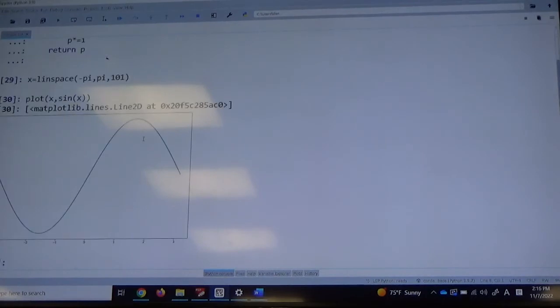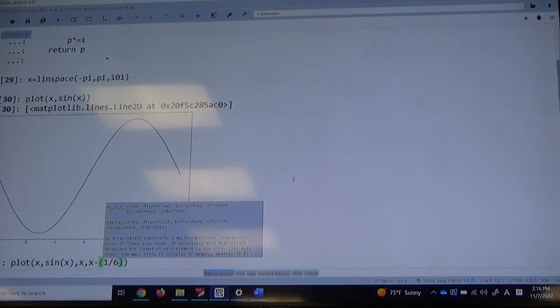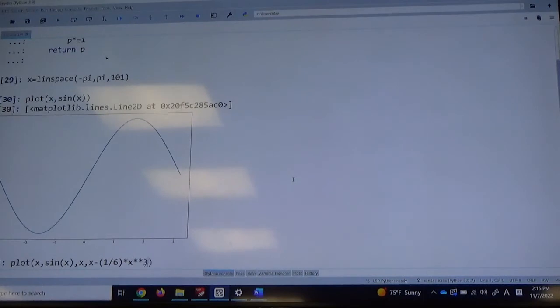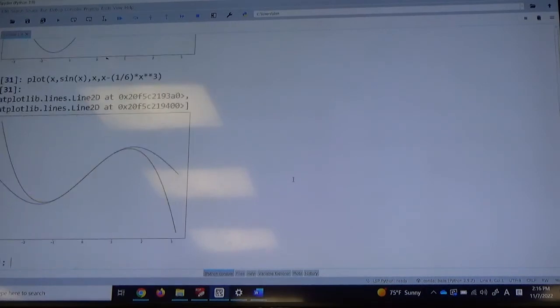Here's the graph of sine of x. It's in blue. Now we're going to plot this against x minus 1/6 times x to what power? The third power, because 1/6 is the 3 factorial, right? 3 factorial is 6, and it's negative 1/6. So you get this. So tell me what the orange is and what the blue is.